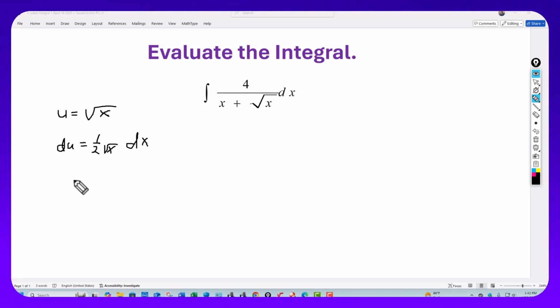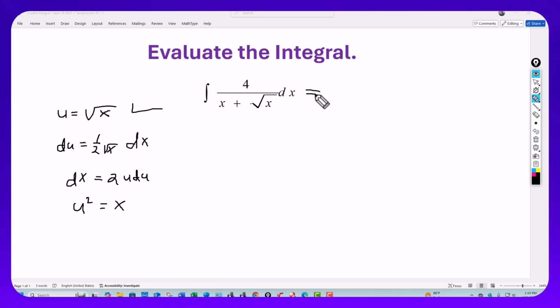So for dx, if I solve this for dx, multiplying by 2 square root of x, this will give me 2 times square root of x du. But remember I want everything in terms of u, so instead of putting the square root of x here times du, I know the square root of x is u, so this will be a u here, du. So I got a replacement for the dx in terms of u, and for the x, I square both sides and I get u squared is equal to x, so I got a substitution for that, and that should do it.